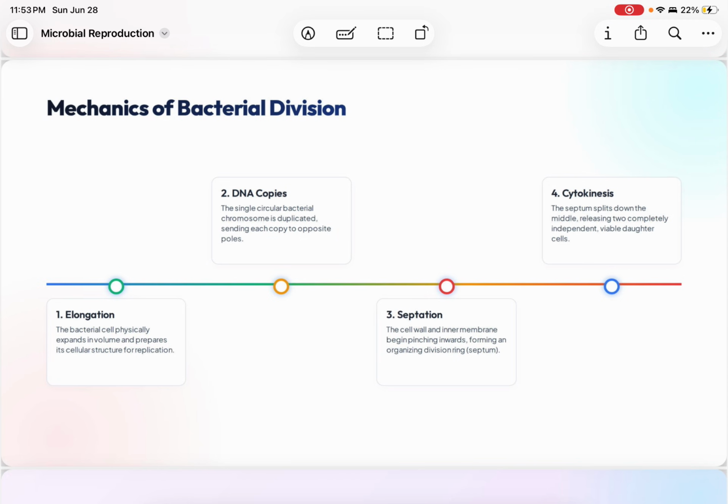And then this is the mechanism of budding. During budding, a small bud forms on the parent cell. As it grows, it receives a copy of the DNA and eventually separates into a new organism. Yeast commonly reproduce this way.